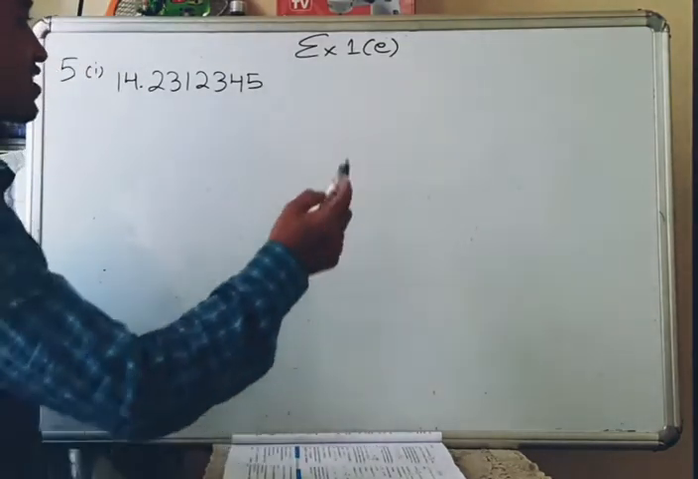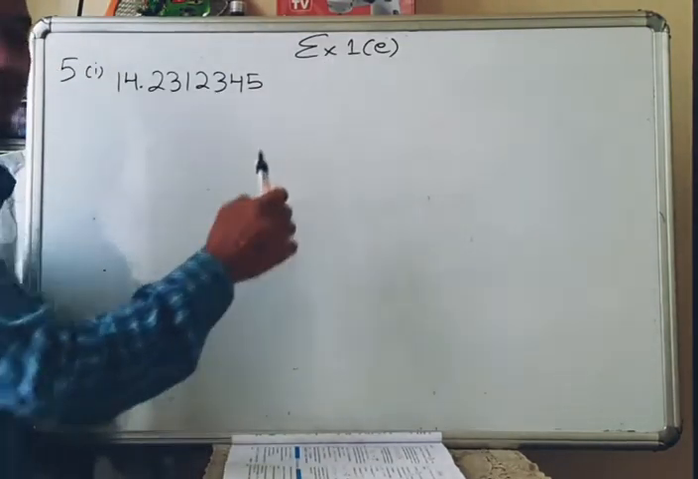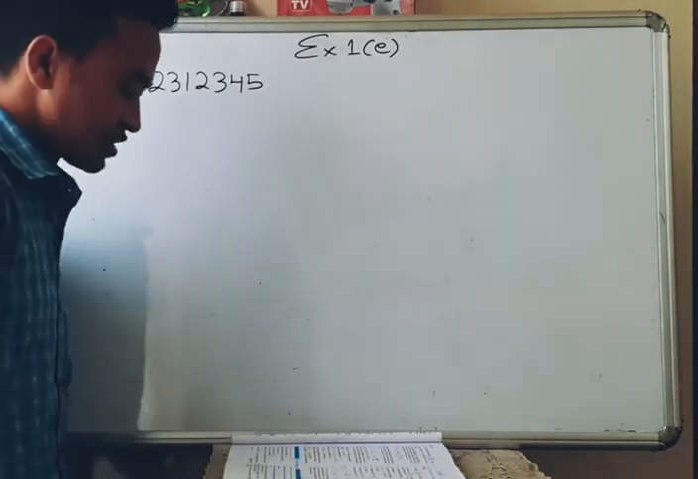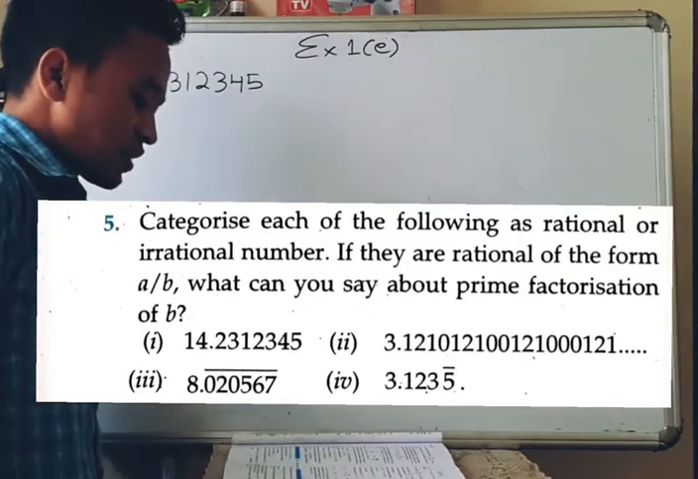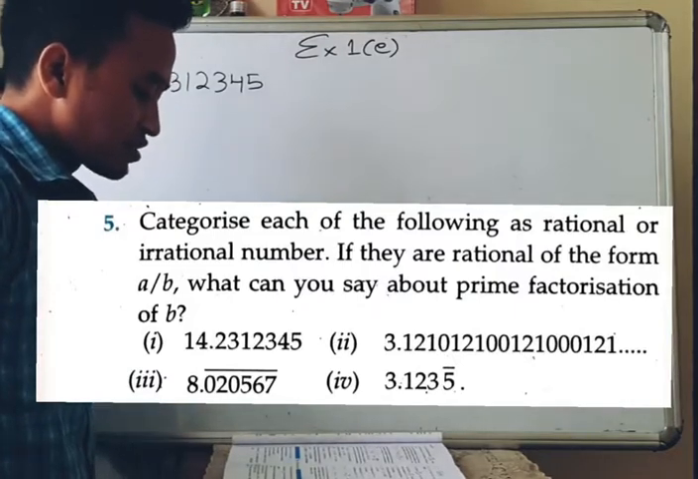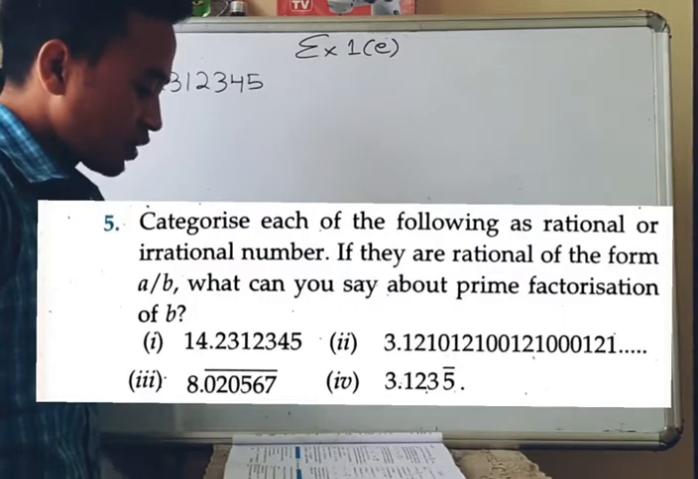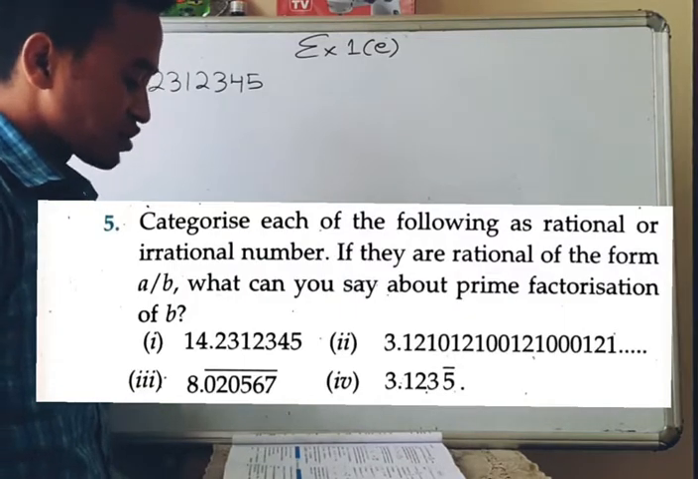Okay, good morning girls. This is question number 5 of exercise 1E. The question is: categorize each of the following as rational or irrational number. If they are rational, of the form a upon b, what can you say about the prime factorization of b?